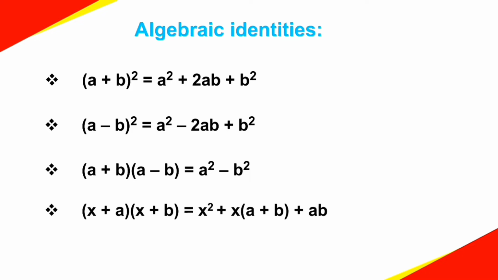Now last, (x + a)(x + b) = x² + x(a + b) + ab.